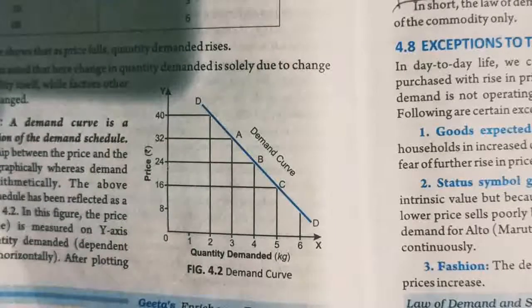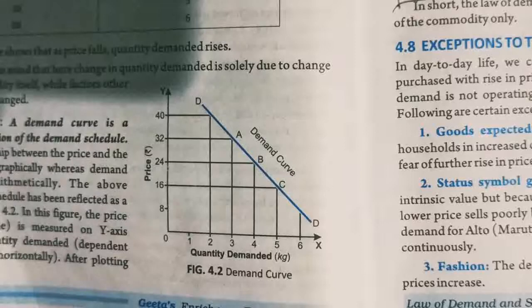I repeat again, a demand curve is a graphical representation of the demand schedule. Demand curve slope downward from left to right because of inverse relationship between price and quantity demanded. That means when price falls, demand increase. When price rise, demand falls. And that is quite relevant even in our day-to-day life, right? So now we will explain with the help of diagram given in your textbook. For those who have your textbook, you can turn it to page number 38.